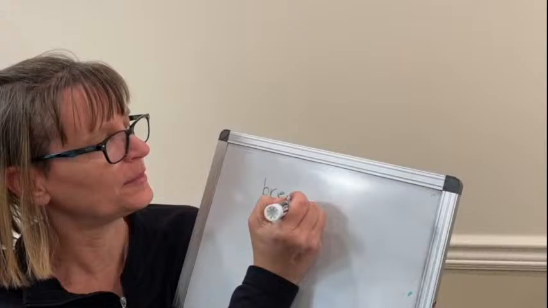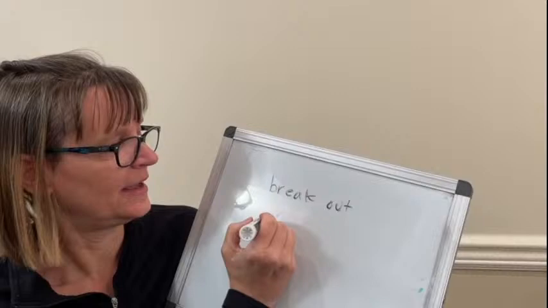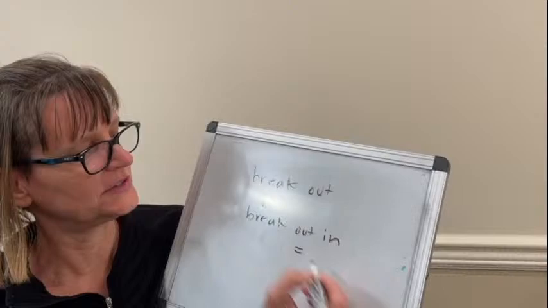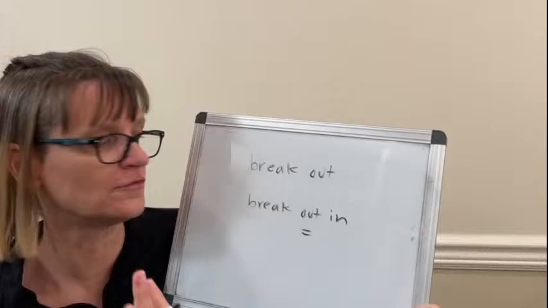Okay, let's look at our next question. We have a question about breakout and break out in. So breakout would be like to break out of a jail or to break out of a pattern. So that implies you're in something, then you need to get out of it. To break out in is like to break out in hives or to break out in a rash. That's a combination that means to develop.